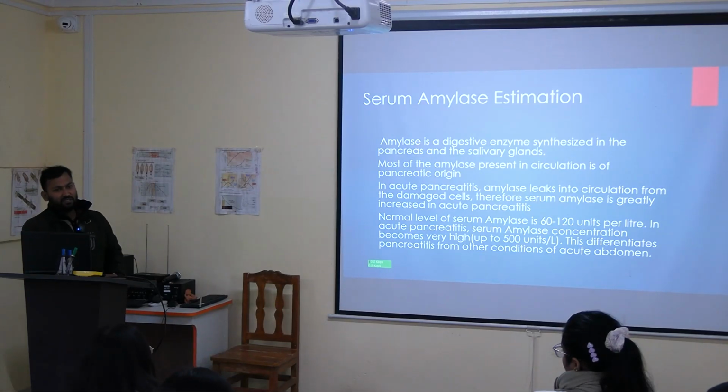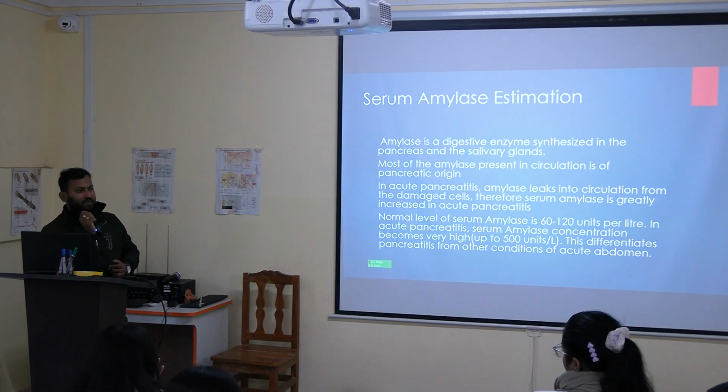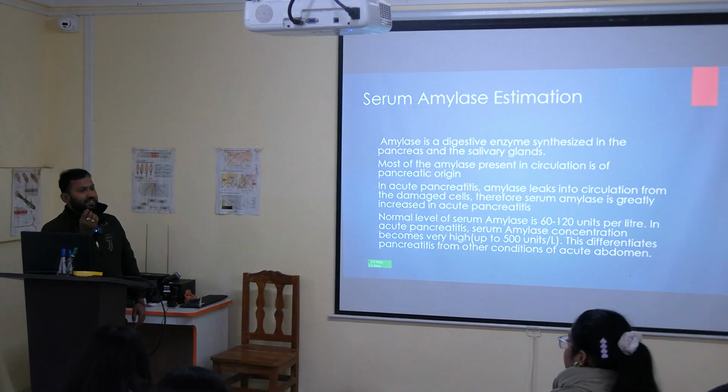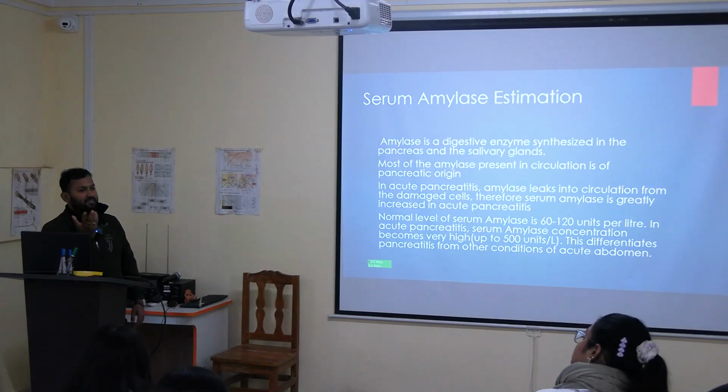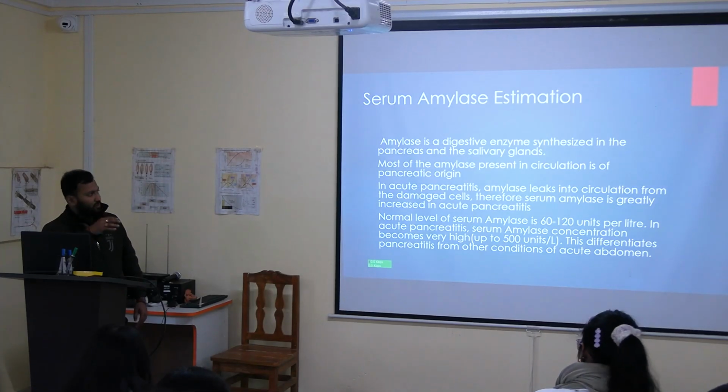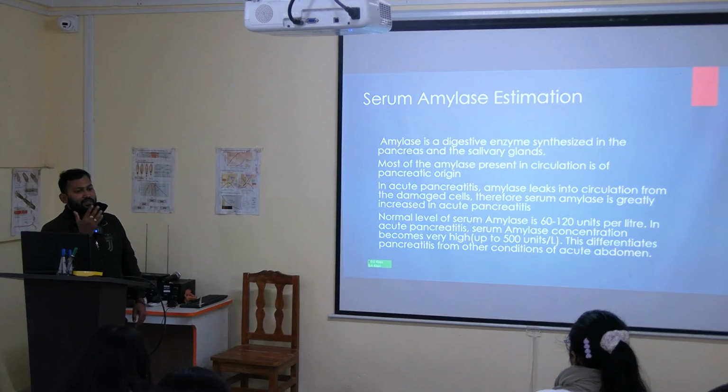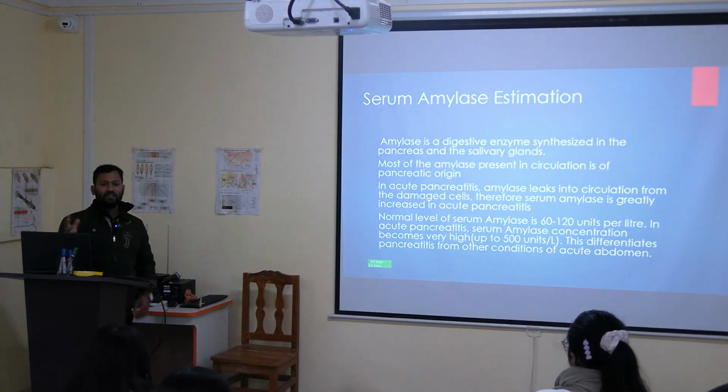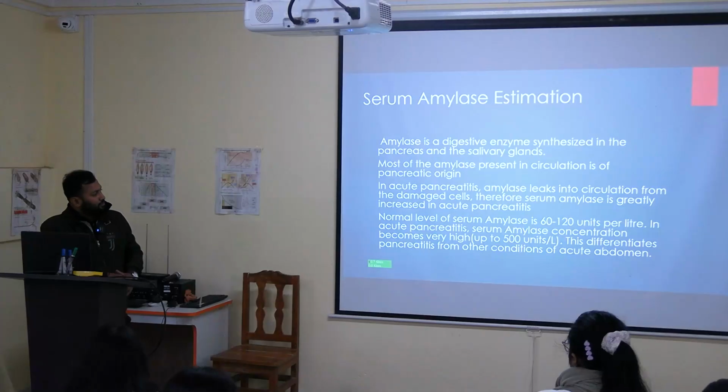Normally this amylase is stored inside the pancreas, like in vacuoles or bags. Whenever there is an inflammation inside the pancreas, these cells can rupture or leak this amylase into the bloodstream. So the amount of serum amylase will be greatly increased in acute pancreatitis. By this we can get an idea that the person is suffering from pancreatitis by the blood counts only.